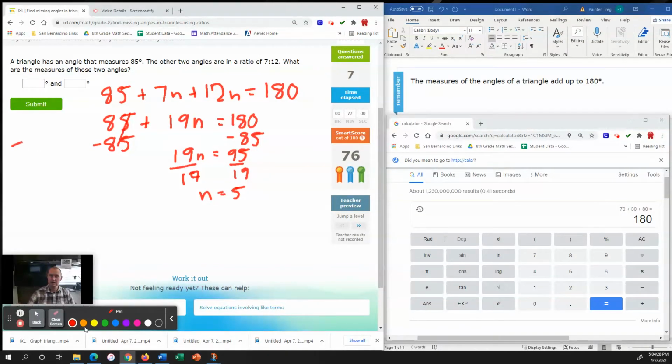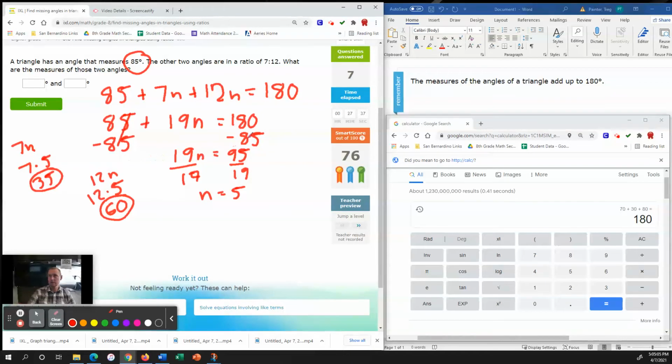And take our ratios. We got 7n. Okay, where did 7 come from? Okay, we got 7 right here. So that's 7 times n, which is 7 times 5. 7 times 5 is 35. There is one angle right there. The other ratio of 12 is going to be 12n. And you have 12 times 5. Ooh, 12 times 5. Last time I checked it was 60. So is it true that 35 plus 60 plus 85 equals 180?